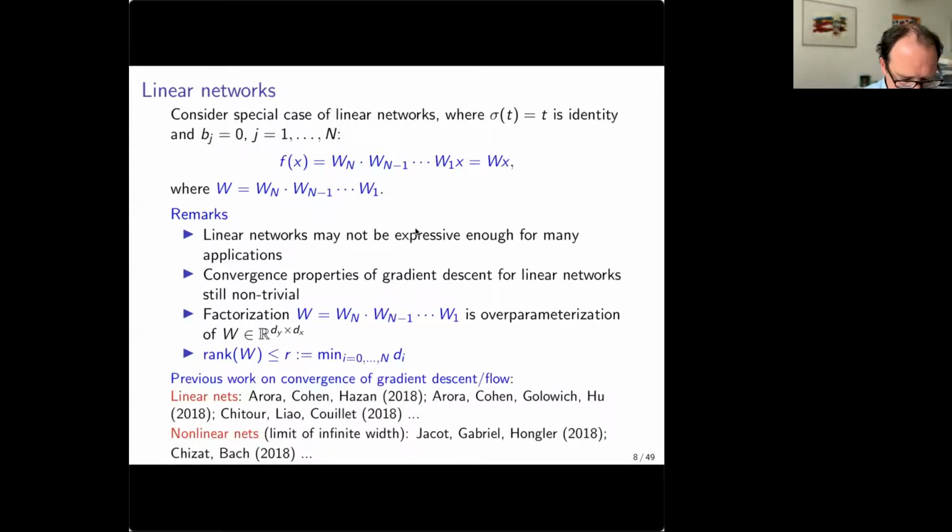And you can also view this factorization as an overparameterization of a single matrix. By the way, I didn't write down the dimensions. The dimension here is d_j times d_{j-1}, and if the dimensions are lower than the dimensions of this product matrix, then we restrict the rank here.